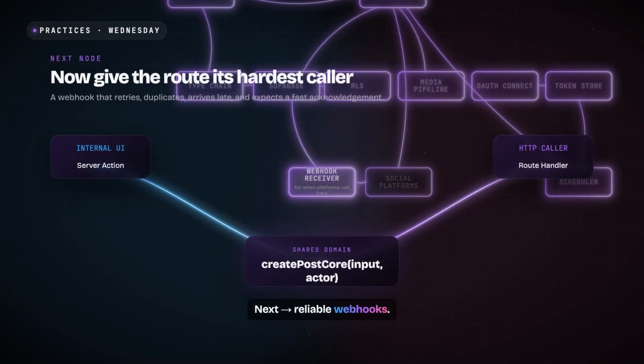The route handler is now an intentional contract, which means we can give it its hardest caller, a webhook provider that retries, duplicates, arrives out of order, and expects a fast acknowledgement. Next episode, we build the receiver that survives all four.